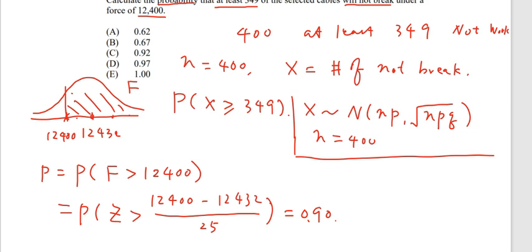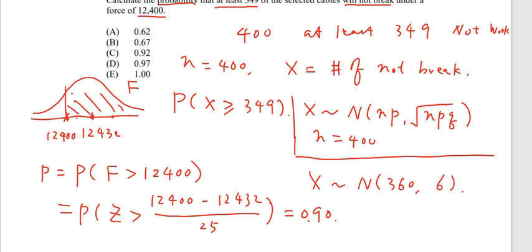Okay, so we know this X follows this normal distribution. So n is 400, p is 0.9, so the mean equals 360. And for npq, we plug in p is 0.9, q is 0.1, so we find this is 6.